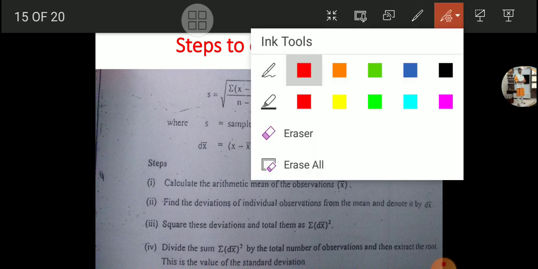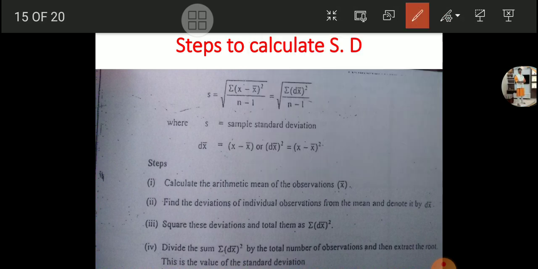Now, the steps of calculation of standard deviation. Already we have seen the formula: standard deviation is equal to the square root of summation x minus x bar, bracket square, divided by n minus 1, that is equal to summation dx square divided by n minus 1. s is the sample standard deviation, dx is equal to x minus x bar, so dx square is equal to x minus x bar, bracket square. The steps: first, calculate the arithmetic mean of the observations, that is, the x bar value. Second, find the deviation of each individual observation from the mean, denoted by dx. Then square these deviations, total them, divide the sum of dx square by the total number of observations, and extract the square root. So this is the value of the standard deviation. These are the steps and the formula for calculation of standard deviation.